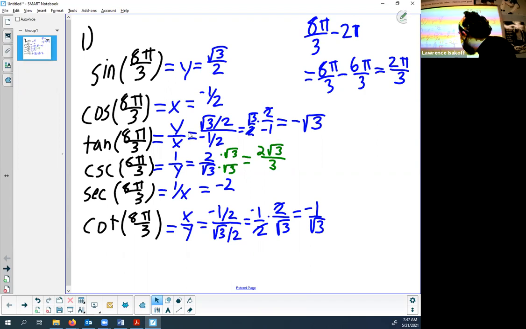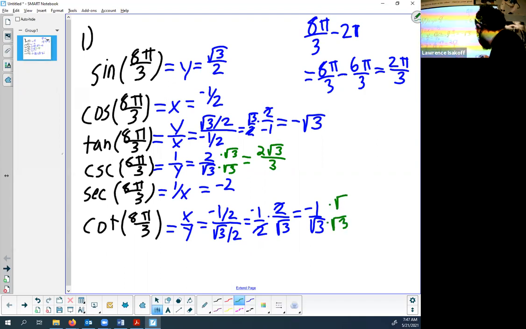So then I just need to rationalize this. Again, I'll do that in green. Multiply numerator and denominator by root 3. And we'll get negative square root of 3 over 3. Root 3 times root 3 is just 3.